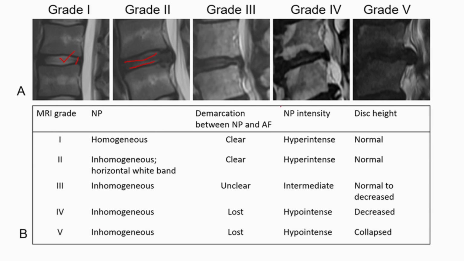In grade 4 it is inhomogeneous, the demarcation is completely lost and it becomes hypointense. As we can see in this image, it is hypointense and disc height is also reduced. We can compare this grade 4 with grade 1, height is reduced. In grade 5, signal intensity of nucleus pulposus is inhomogeneous and demarcation is completely lost. It is completely hypointense in T2 and disc space is almost completely collapsed. As we can see in this image, disc height is collapsed. So this is grade 5.